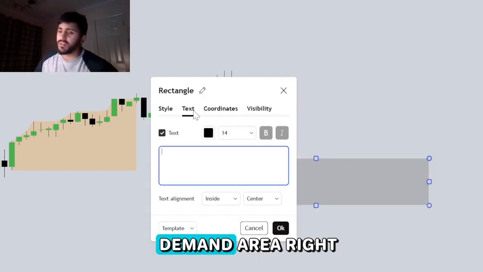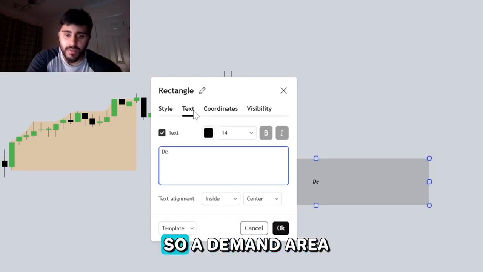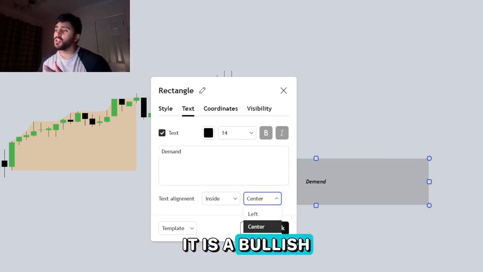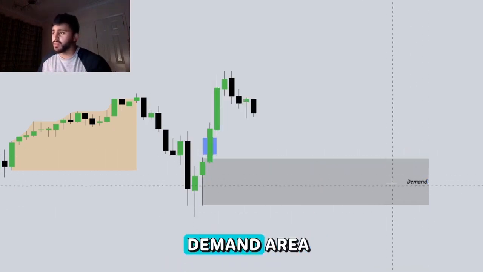This is actually a demand area, right? This is an area of demand, right? So a demand area, quite simply, is just a bullish POI. It is a bullish area which is left in imbalance. So this is the demand area.